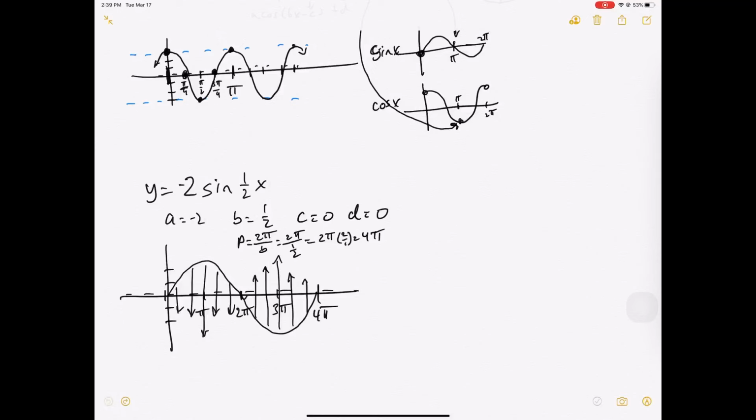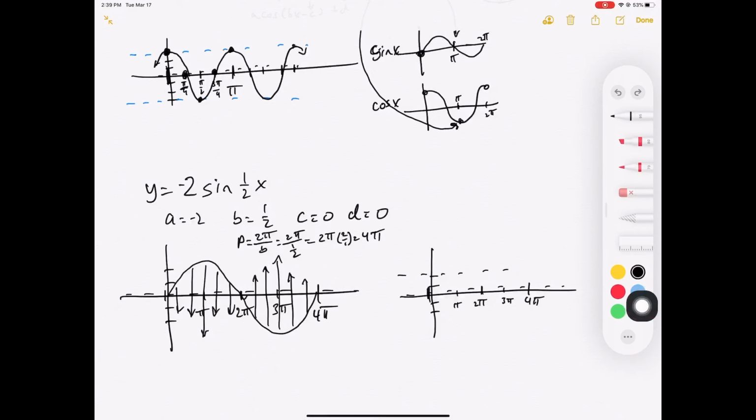Let me just draw that graph again, going through all the steps. D value is 0. C value is 0, so we're starting at 0. My period we said was 4 pi, and it's pi, 2 pi, and 3 pi. We said my amplitude is going to be 2, 1, 2, 1, 2. So we'll make dots on the top and on the bottom. Let me switch those colors.